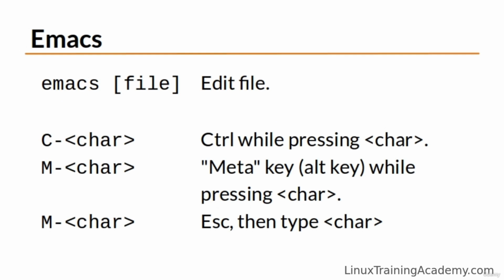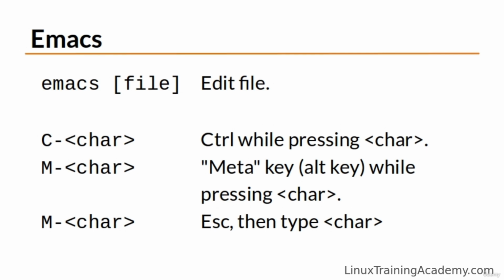To edit a file with Emacs, run Emacs and provide it the file name that you wish to edit. When you look at the Emacs documentation, you'll see C-character. This means to hold down the Control key while pressing that character. For example, C-H means to hold down the Control key while pressing the H key. If you see C-H space T, that means to hold down the Control key while pressing the H key, release the Control key, and then type the letter T.